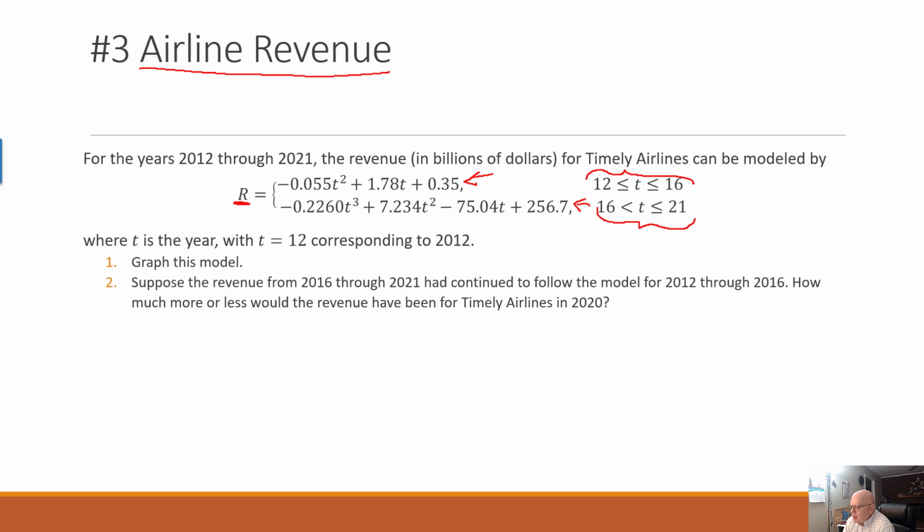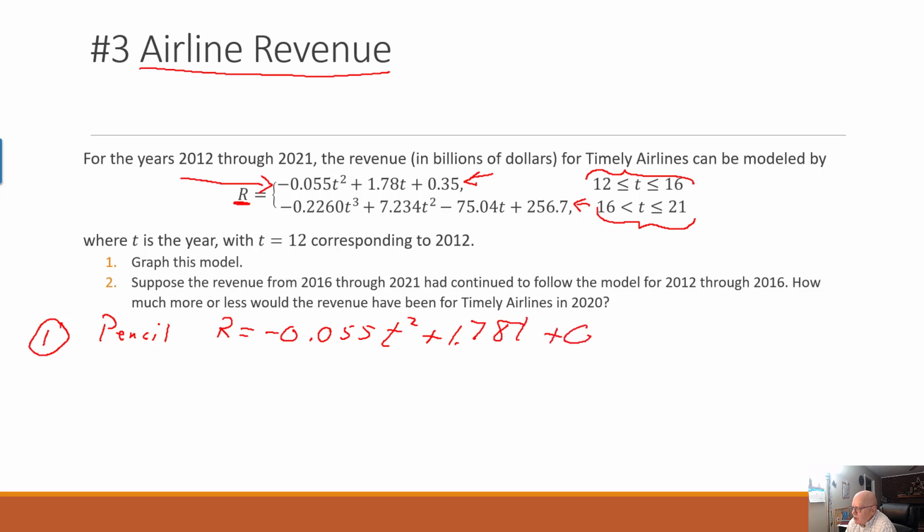First of all, you want to graph this model. So my suggestion on number 1 is take this first formula. That's for 2012 to 2016. Let's say you're using a pencil to graph this, okay? And you graph R equals negative 0.055 t squared plus 1.78 t plus 0.35. Remember, those are billions of dollars. So this is quite a bit.